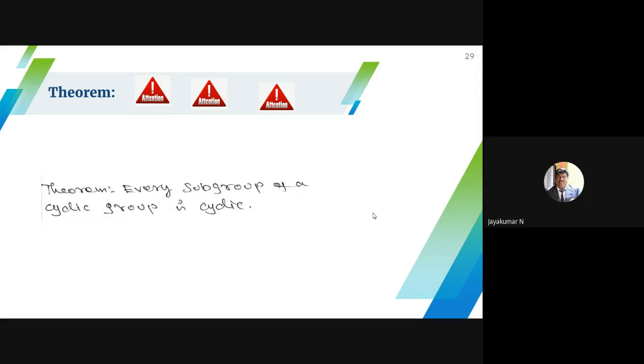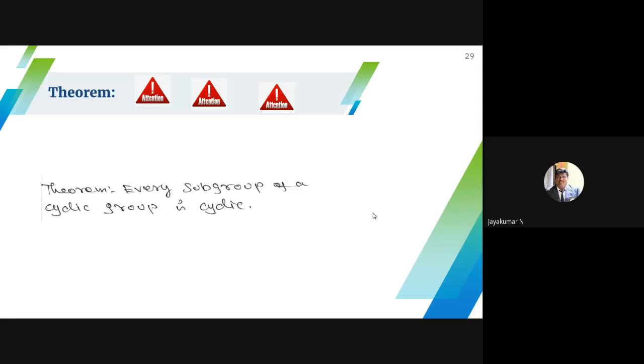What is the theorem statement? Every subgroup of a cyclic group is cyclic. This is an important theorem. We have a cyclic group, and I have to choose a subset from the cyclic group. Then I have to show that this subset forms a subgroup of the cyclic group, and that this subgroup is again cyclic.